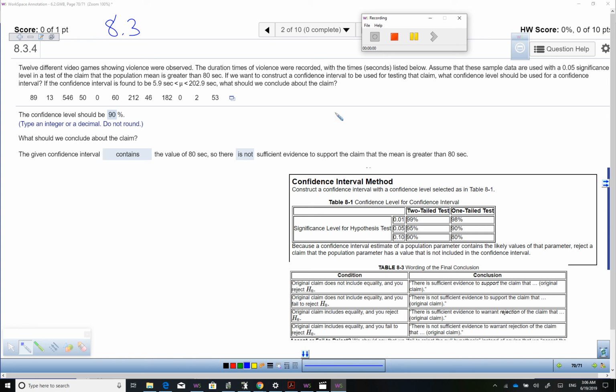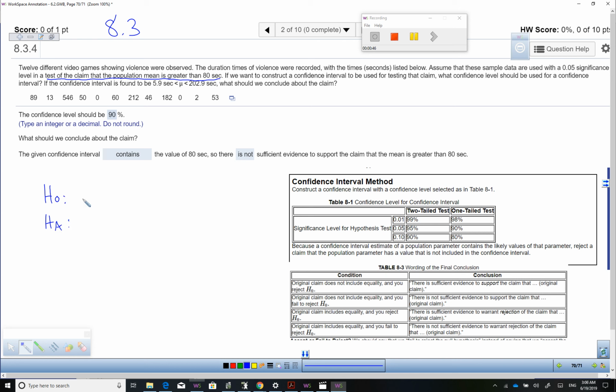Okay, this is problem number 2 on section 3 of chapter 8. For this problem, I need you to pause the video and read this problem, identify the null and the alternative hypothesis. Okay, so here we're testing the claim that the population mean is greater than 80 seconds. So my null hypothesis and the alternative hypothesis.